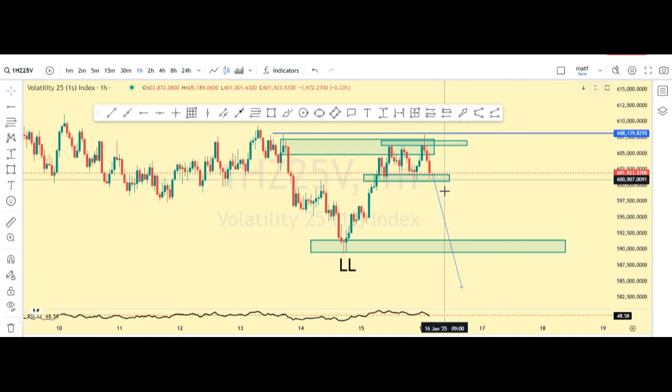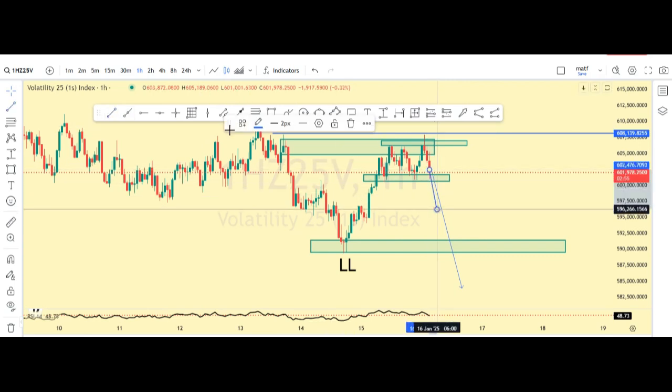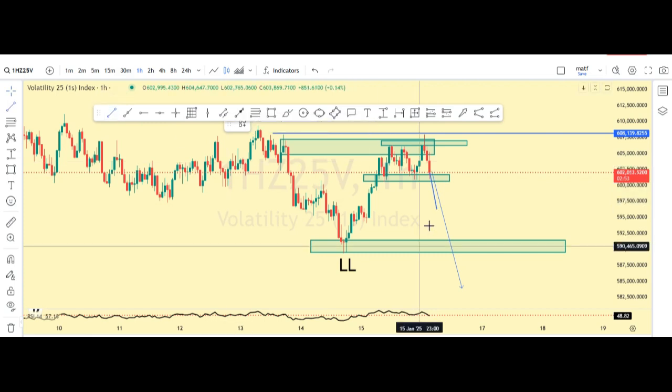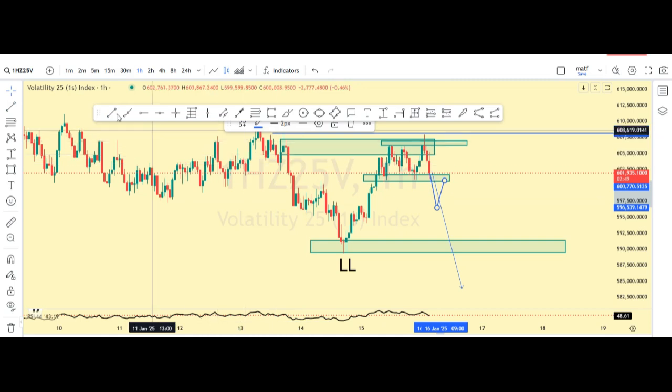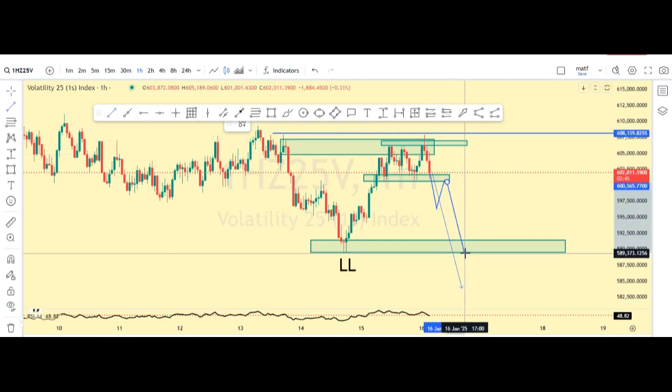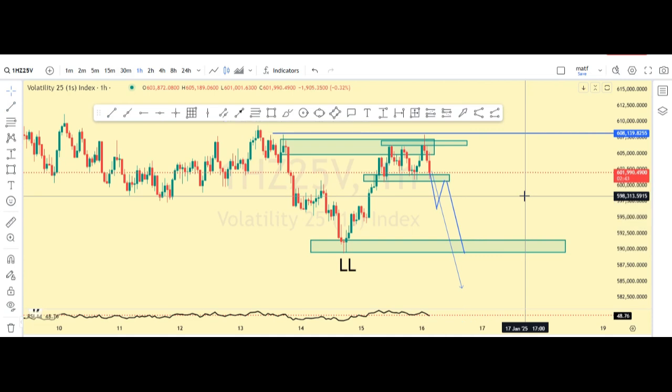So once this level is broken to the downside like this, we'll see a retest on this, and it will start selling off. The market will come down here and start doing its thing to the downside. So this is what we are looking at. Let's see how it goes. At the end of the day, we'll actually know where this market is headed. So let's wait.